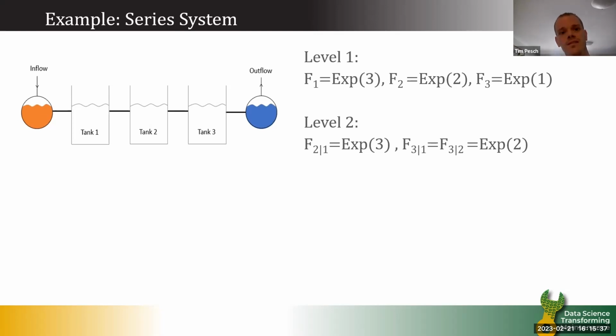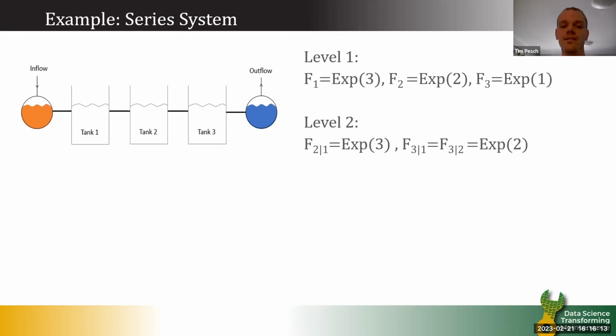To begin with, 2 for each, so a total of 6, 2 for each component. For instance, for tank 1, we need 2 additional distribution functions, one which represents the lifetime of tank 1 given that tank 2 has already failed, and 1 given that tank 3 has already failed. Now, by this particular design of this problem, we don't actually have to introduce any new distribution function for the first tank, because the first tank is not affected by a failure of the second or the third tank.